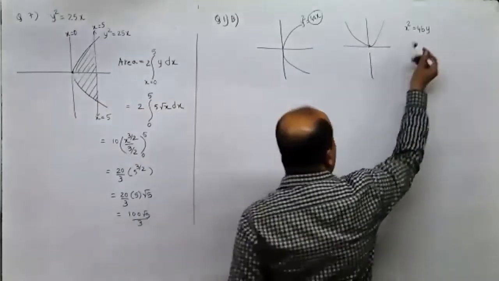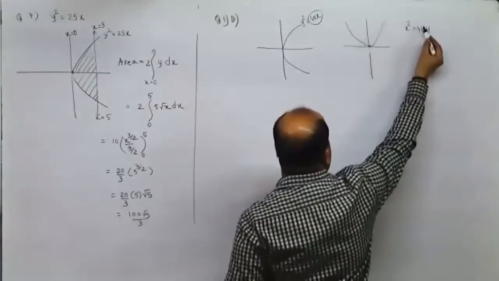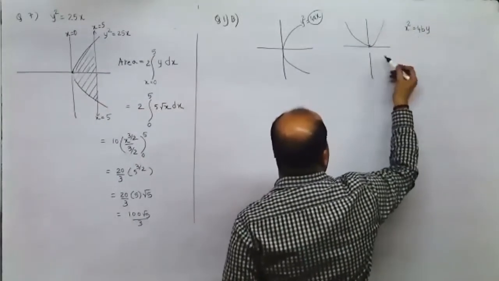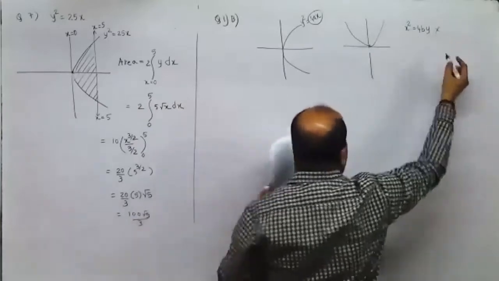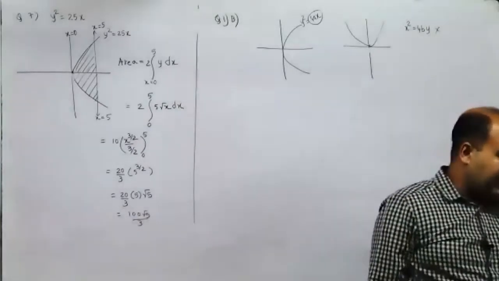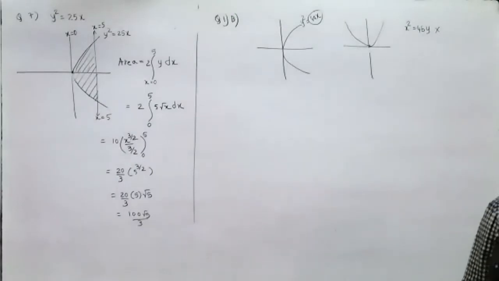Now, once you have written it, if it is on the positive y-axis, plus; if it is on the negative y-axis, minus. So the second one is wrong. It should have been 4by, not minus 4by.